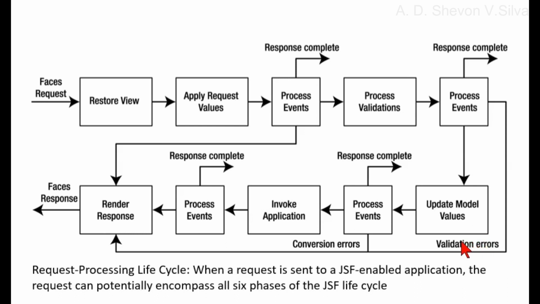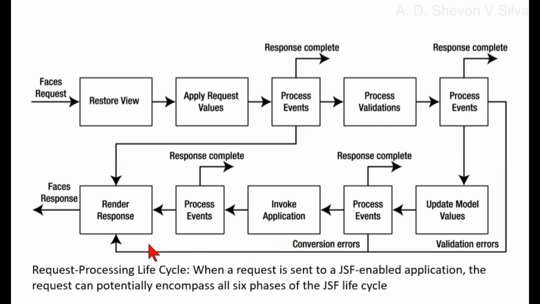Invoke application. During this phase, the action method of any command button or link that was activated is called. In addition, any events that were generated during previous phases and that have not yet been handled are passed to the web application so that it can complete any other processing of the request that is required.